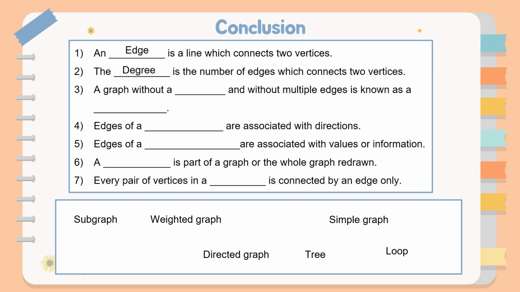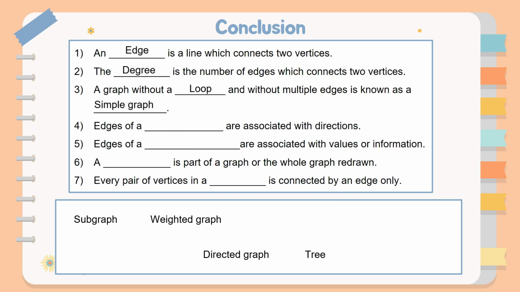Loop, without a loop and simple graph. Okay, we check. A graph without a loop and without multiple edges is known as a simple graph. Okay, correct. Good. Now you know the basic knowledge of the network in graph theory.